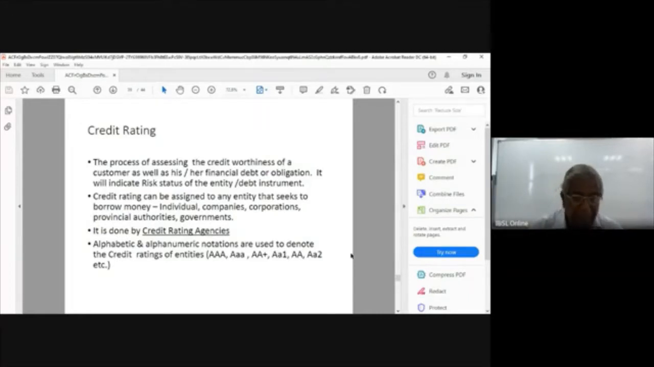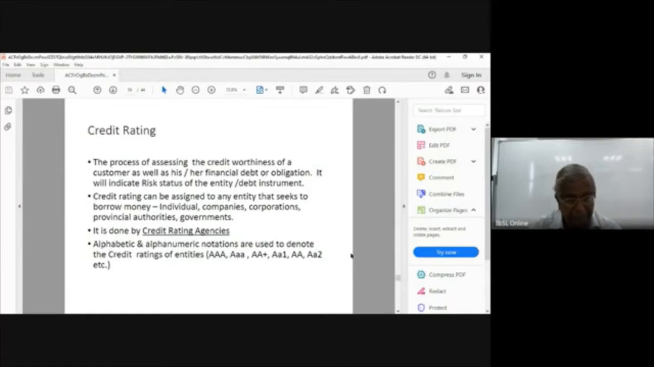Credit rating can be assigned to any entity that seeks to borrow money. If anybody wants to borrow money, you can do a credit rating. That can be an individual credit rating, company credit rating, corporation credit rating, provincial authorities' credit rating, even government credit rating. I remember a few years back, Standard & Poor's did a credit rating for Sri Lanka, and recently they have downgraded it. If you have read the papers, you would have seen the Sri Lankan credit rating has come down.